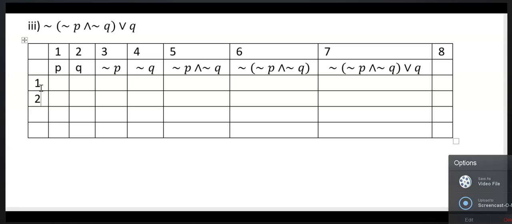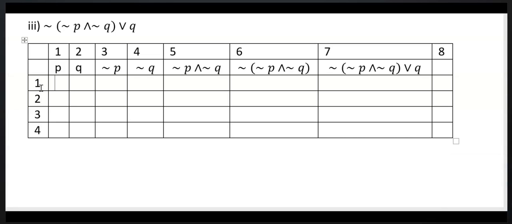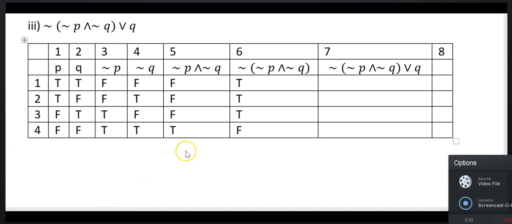Now let us start. P: double T, double F. Q: TF, TF. Negation of P: double F, double T. Negation of Q: F T F T. Now we'll find out the AND between these two: F, F and T. Now their negation: T, T, T, F, and OR between these two. That is OR between the 6th and the 2nd one. Now see this here.